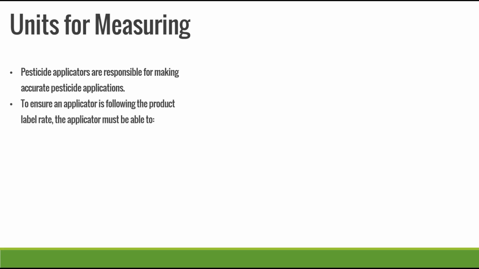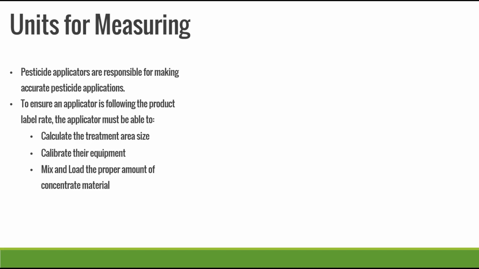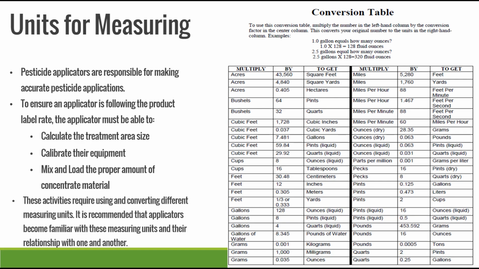Units for measuring. Pesticide applicators are responsible for making accurate pesticide applications. To ensure an applicator is following the product label rate, the applicator must be able to calculate the treatment area size, calibrate their equipment, and mix and load the proper amount of concentrate material. These activities require using and converting different measuring units. It is recommended that applicators become familiar with these measuring units and their relationship with one another.